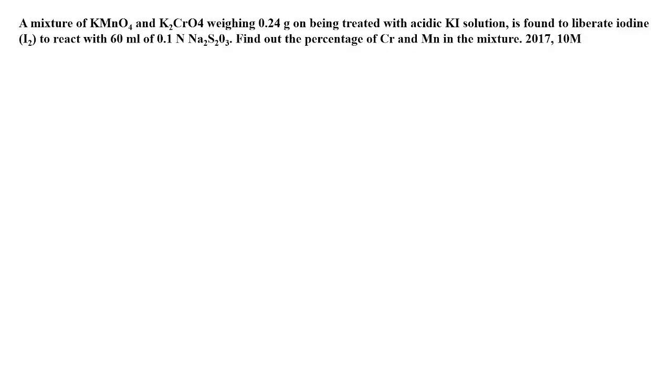So okay, first read the question. Mixture of KMnO4 and K2CrO4 weighing 0.24 gram on being treated with acidic KI solution is found to liberate iodine to react with 60 ml of 0.1 normal Na2S2O3. Find out the percentage of chromium and manganese in the mixture.